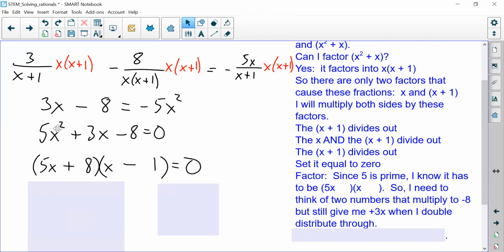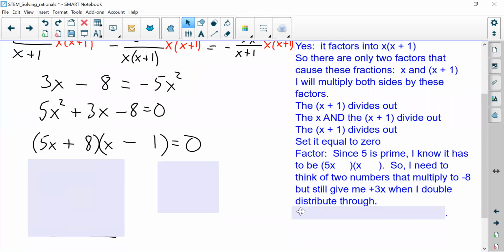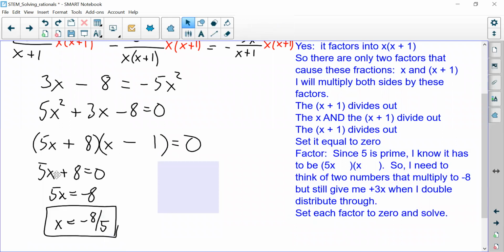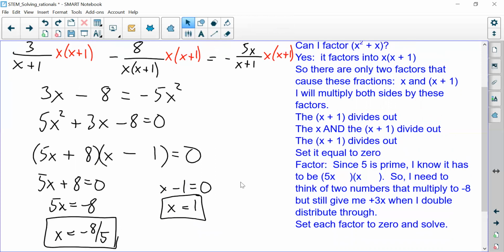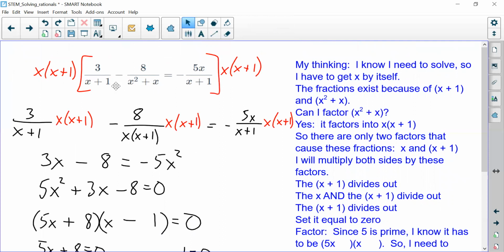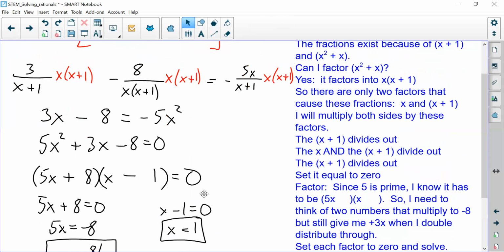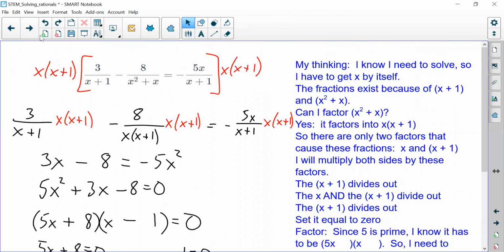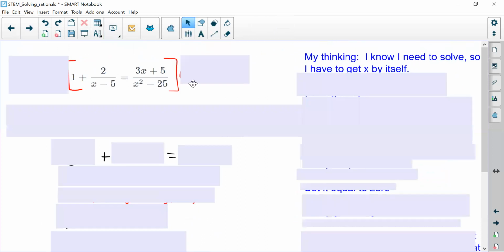If you're spending too much time, you'll just have to go directly to the quadratic formula. Quadratic formula will always work. Now, I just set each factor to 0 and solve. There are two factors. One of them is 5x plus 8, set equal to 0, so x is negative 8 fifths. The other one, x equals 1. So there are two answers, negative 8 fifths and positive 1. Remember, you're dividing here, so negative 8 fifths will not make me divide by 0, and neither will 1, so I'm safe.